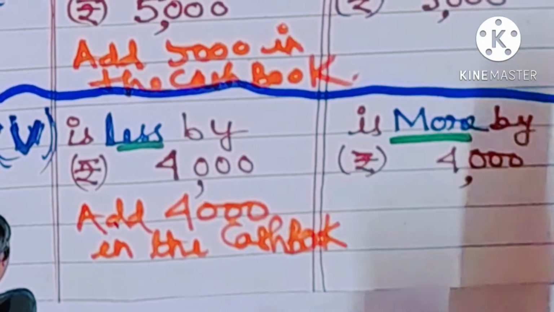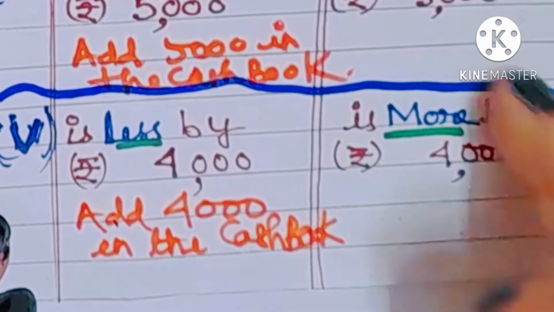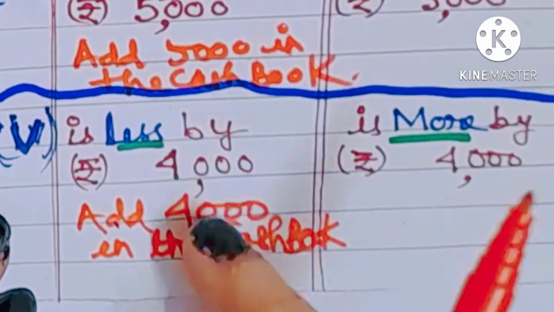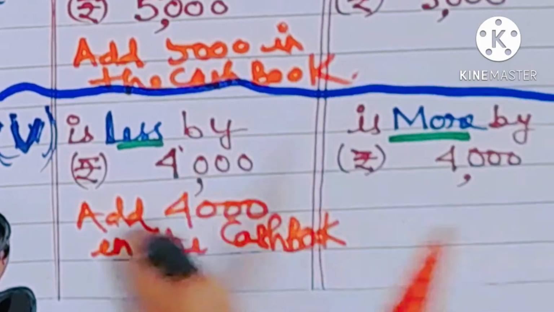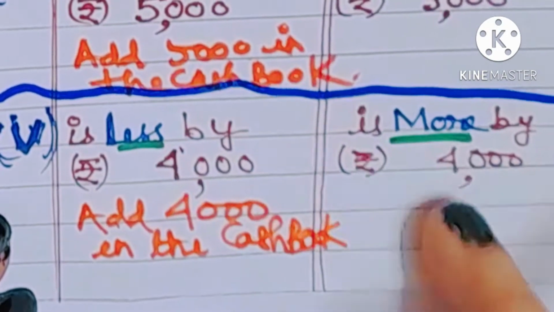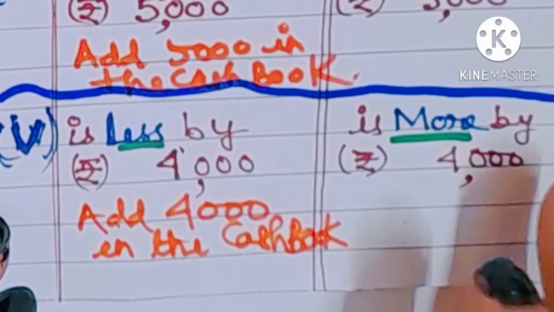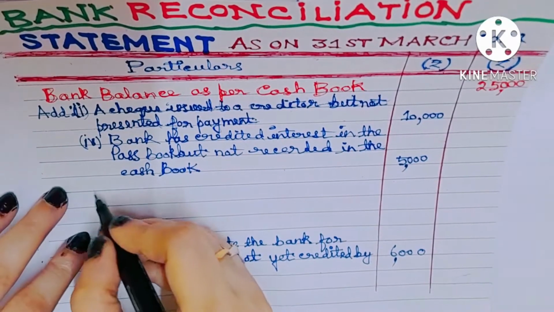So passbook balance is more by 4,000. Passbook 4,000 বেশি আছে আর cash book কি আছে 4,000 less. So if you add 4,000 in the cash book, balance will be equal to passbook balance. Simple. So let's add 4,000 in the cash book. As simple as that. So number 5.